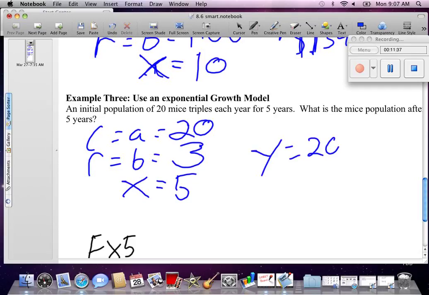Y equals 20 times 3 to the 5. Okay, so you start out with 20 mice, which isn't bad, but it triples each year for 5 years. And how much do you get, Melissa? 4,860. So, starting out with 20 mice isn't bad, but in 5 years, 4,860 mice, that's a lot of mice. And most mice live about 5 years, so they're all going to be there, because you've tripled.